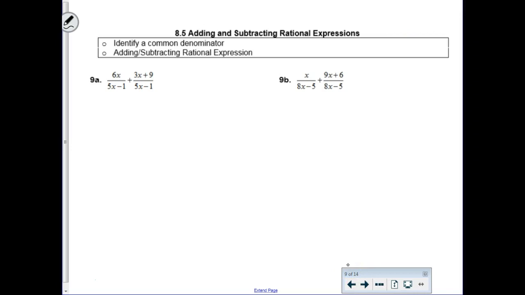All right, another new section is adding and subtracting rational expressions. The big idea here is that you need common denominators, just like in 4th and 5th grade.